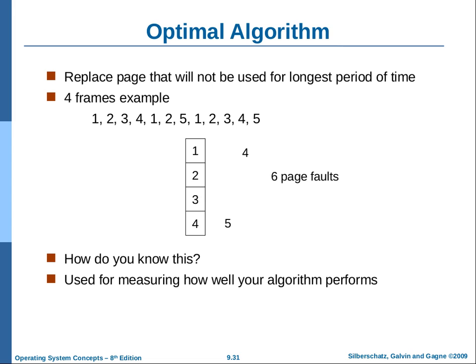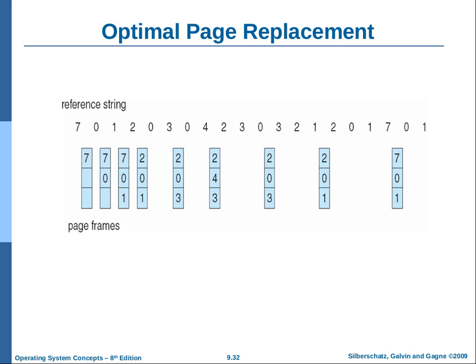So when you don't know what's coming up, you have to use a heuristic. But the point is, you want to look at your optimal algorithm because you want to see how close your heuristic is to the optimal algorithm. It's a good way to gauge it, because if you're near optimal, then your algorithm's probably pretty good.